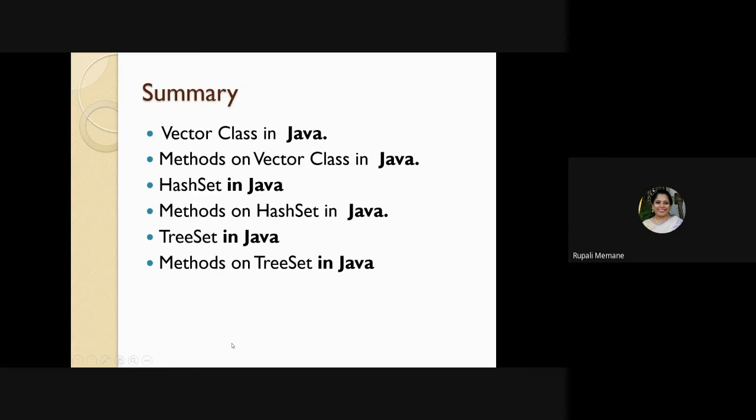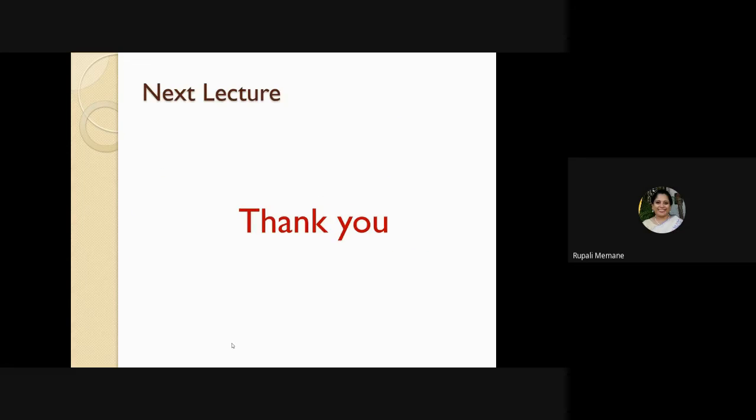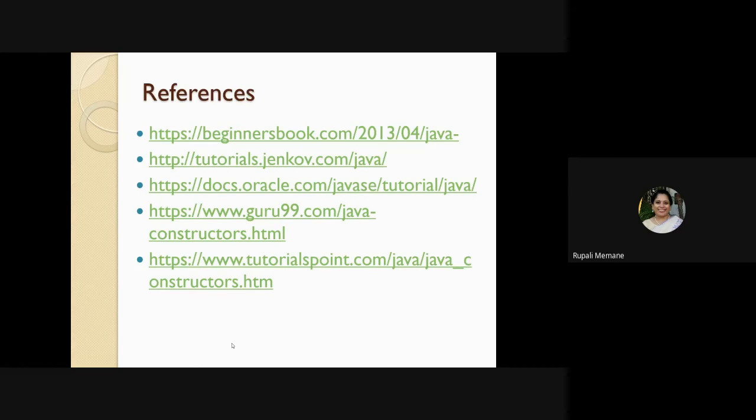Clear? So this is the end of your set interface. In the previous lecture, we did the vectors, and before that we did the hash set. Today we did the tree set, methods on tree set, and the linked hash set and the constructor of linked hash set. Clear with this? So these are the references. I've given you the reference links also, and the compiler also.